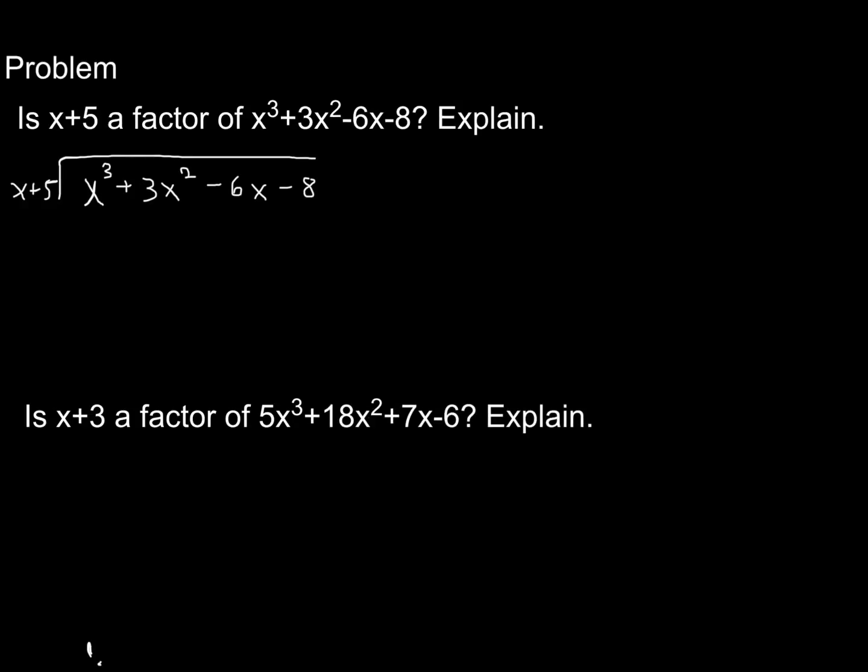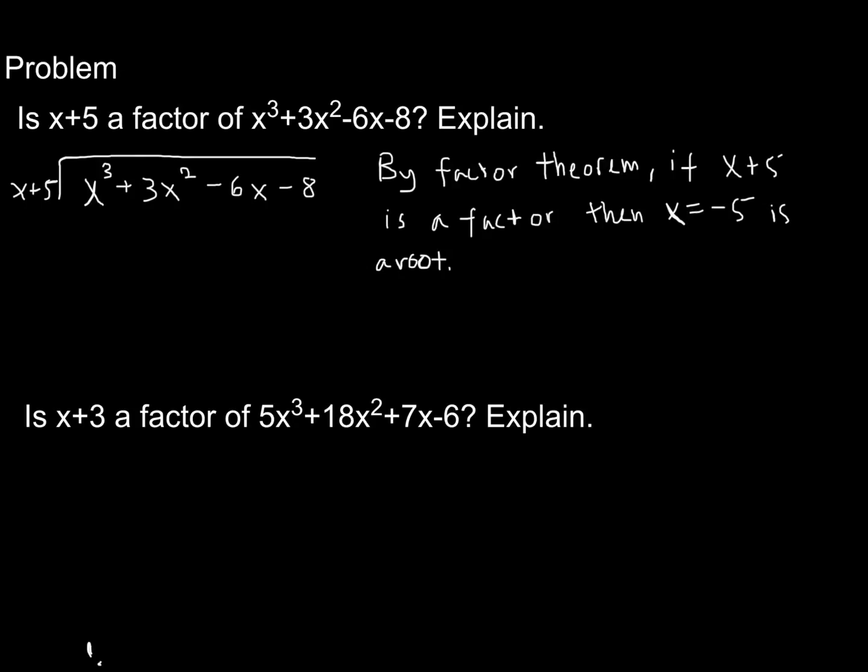Now, you may have done that and said to yourself, gosh, that's a long process. Is there a way that I could have done this more efficiently? And there is. If x plus 5 is a factor, then think back to the theorems. What do we know? Well, we know by the factor theorem that if x plus 5 is a factor, then negative 5 is a root. So what we can say is that x equals negative 5 should be a root.